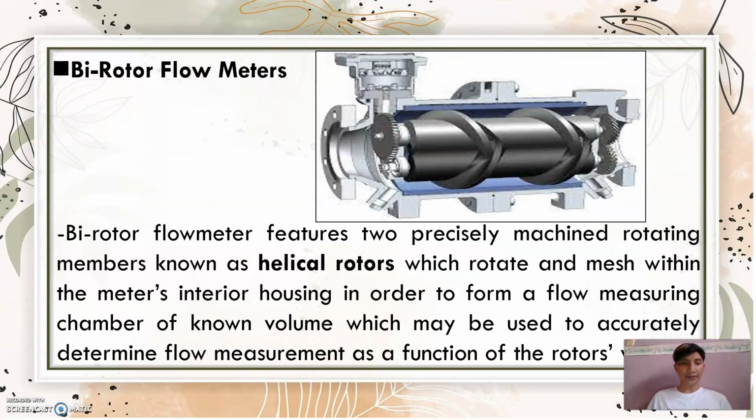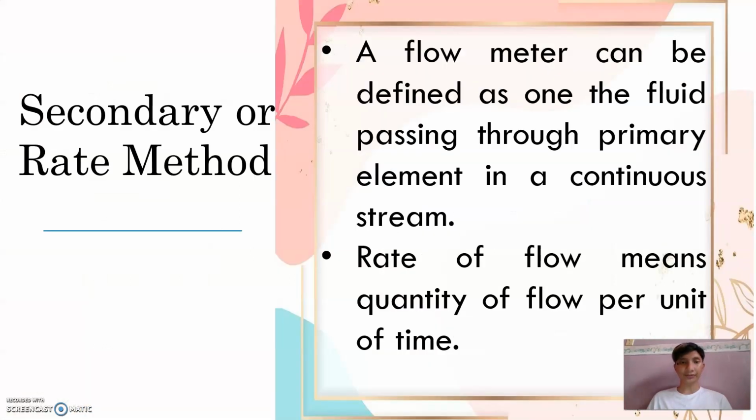Birotor flow meters. Birotor flow meters feature two precisely machined rotating members known as helical rotors, which rotate and mesh within the meter's interior housing in order to form a flow measuring chamber of known volume, which may be used to accurately determine flow measurement as a function of the rotor's velocity.